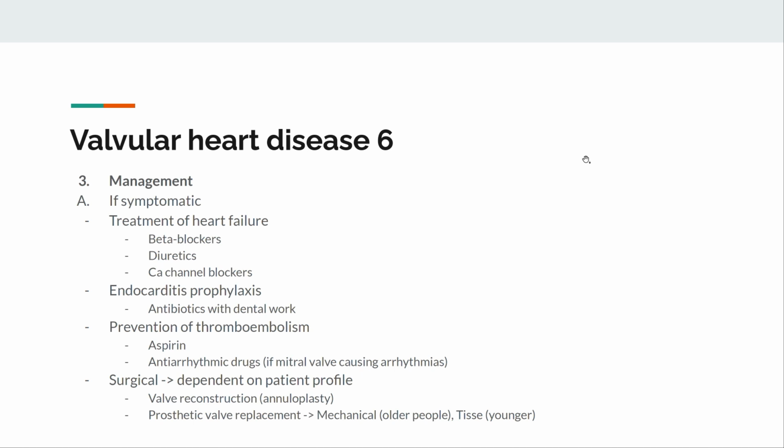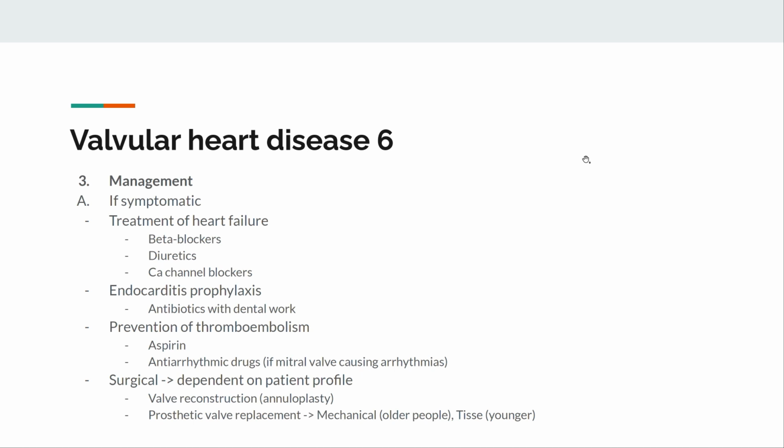In terms of management of valvular heart disease, it really does depend on whether the patient is symptomatic or not. So if the patient is symptomatic, the treatment should align with heart failure. So beta blockers, diuretics, calcium channel blockers, ACE inhibitors, those really form the key management plans for valvular heart disease, because if you're symptomatic, you're probably going to have some sort of heart failure.